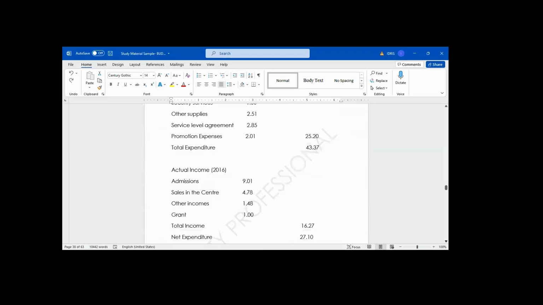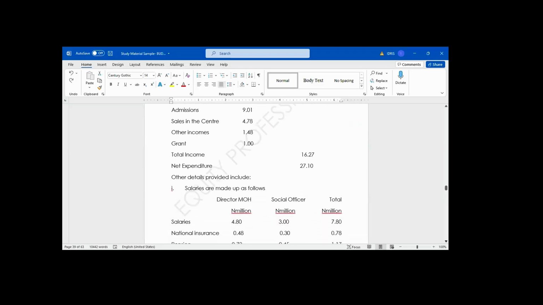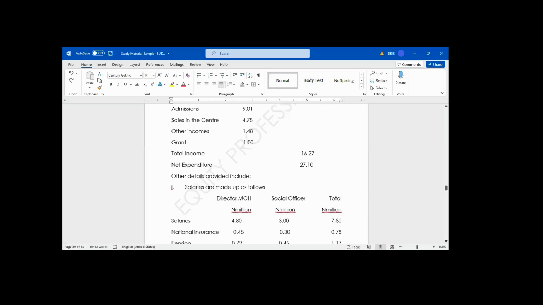Total expenditure, 43.37. Actual income in 2016. Admissions, 9.01. Sales in the center, 4.78. Other income, 1.48. Grant, 1. Total income, 16.27. Net expenditure, 27.10. Other details provided include: 1.